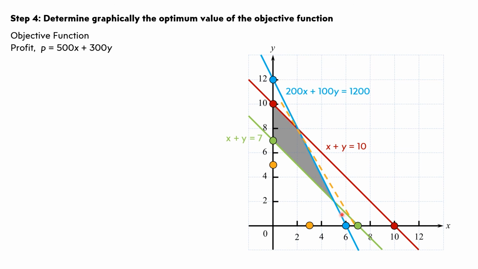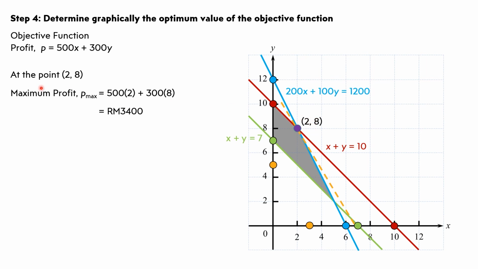As you can see here, this is the edge of the region, and at this point the x coordinate is 2 and the y coordinate is 8. So this is the optimum point. Next, at the point 2 and 8, to find the maximum profit we substitute x equals 2 and y equals 8 into this profit function, the objective function. So 500 times 2 plus 300 times 8.